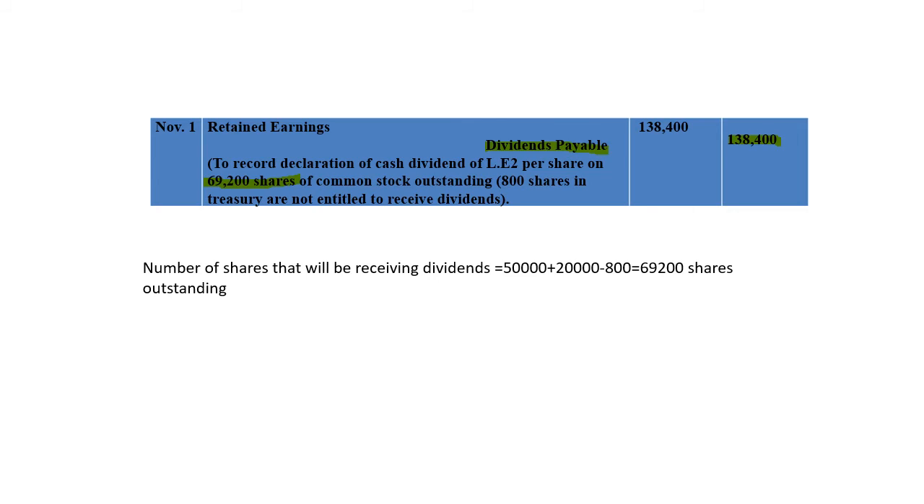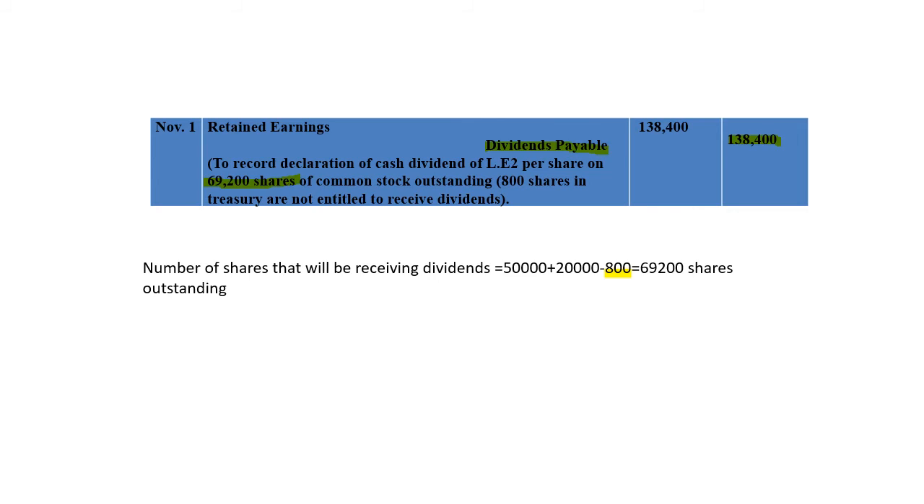So 50,000 plus 20,000 minus 800. What is this 800? The treasury stock. Somebody would say the treasury stock is 2,000. Yes, the treasury stock used to be 2,000, but we reissued 1,200. So what's remaining in the treasury is 800. That's the amount that's subtracted in the owner's equity. At the end of the owner's equity, we subtract the amount of treasury stock remaining in treasury.